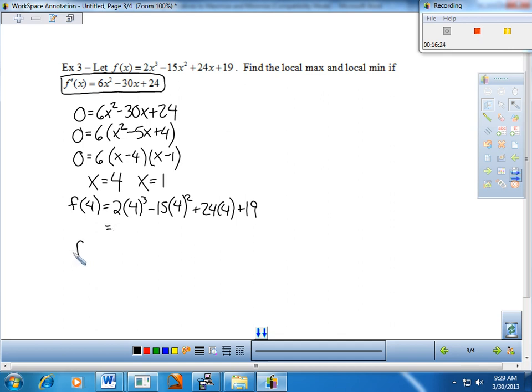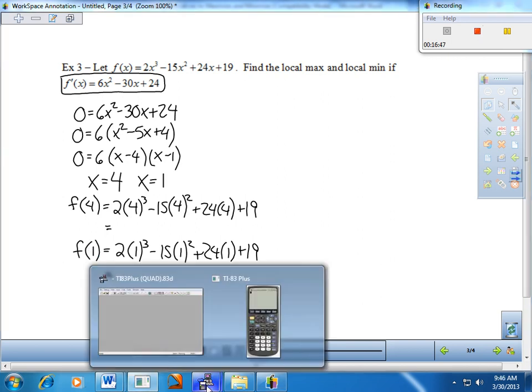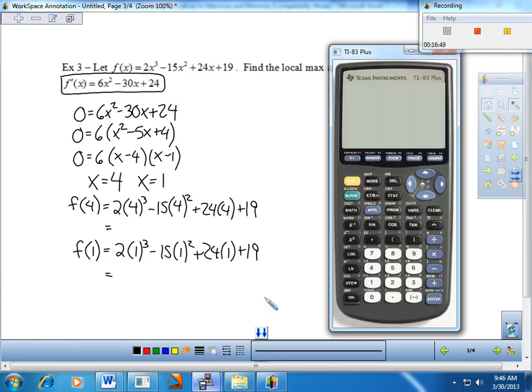Now guys, obviously, what we want to do is take that 1 and repeat the process. So I'm going to do the same thing, 2 times 1 cubed minus 15 times 1 squared, 24 times the 1, and of course plus the 19. And this, producing the max or min, is going to be some number here, which I will get momentarily. So I'm ready to calculate. Please do it with me. And let's see where it leads.